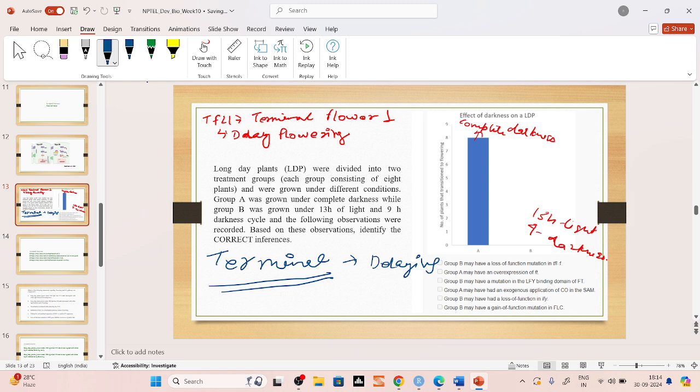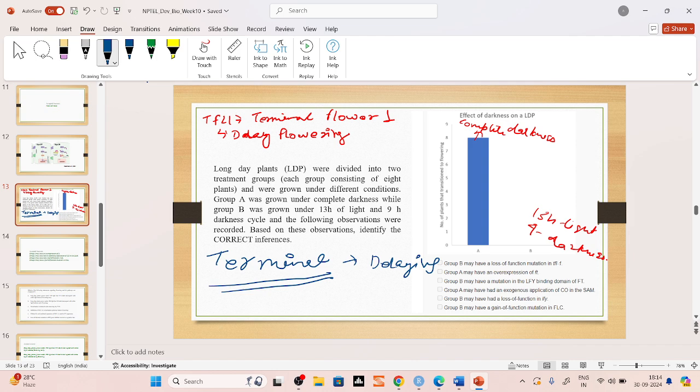Now you see that this gene is responsible for delaying the flowering process. Now, if there is a loss of function mutation in this gene, that means the flowering process should be increased or improved. But you can see that in group B, if there would have been a flowering process, then there should be some number of plants that have transitioned to the flowering status, but none of the plants transition to the flowering status.